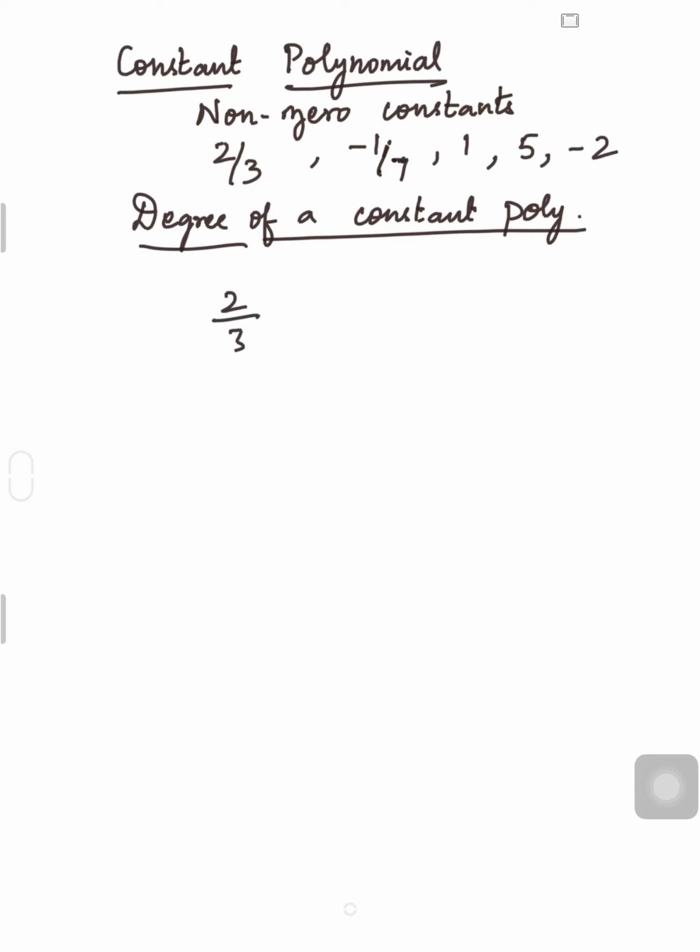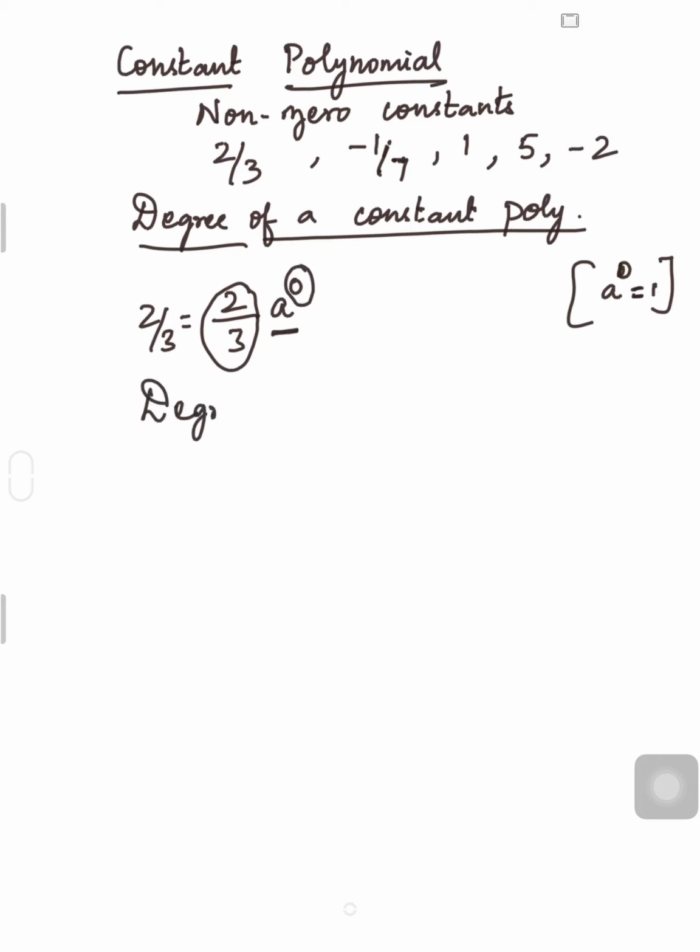But we can write this with any variable power 0, because you know any variable power or any non-zero rational number power 0 is always 1. So I can write this 2 by 3 as 2 by 3 into a power 0, or 2 by 3 into x power 0, or 2 by 3 into z power 0. So what is the variable here? A. And what is the power of the variable? 0. So degree of a constant polynomial is always 0.